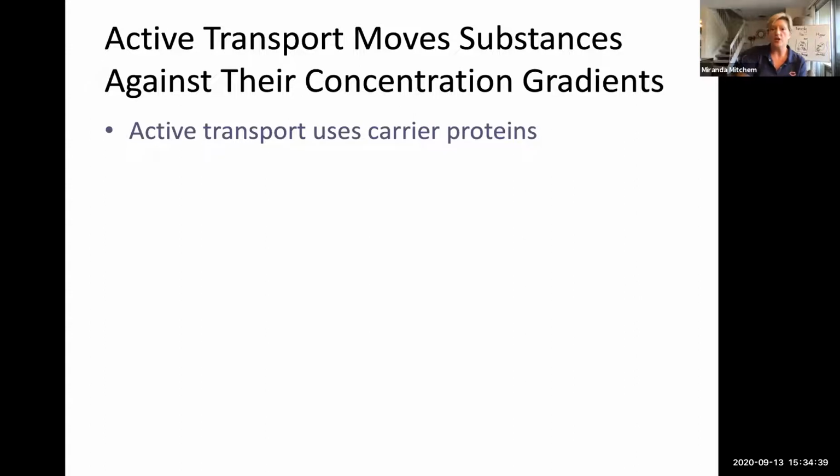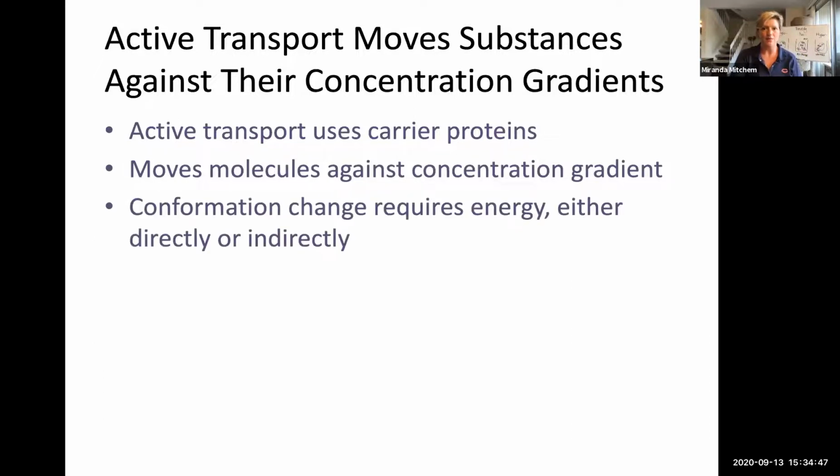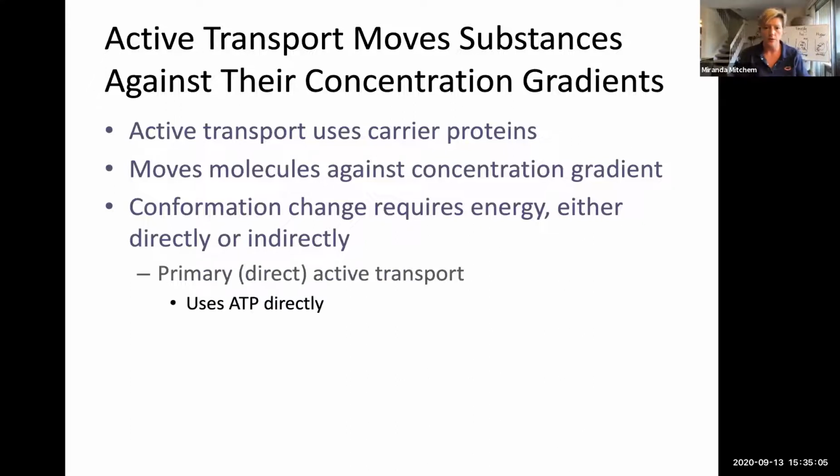So active transport can use a carrier protein as well. And we're talking about going against the gradient since we're using ATP. We see a conformational change here too in the carrier protein, but now we need energy, and it can either be primary or secondary transport, but either way it requires an ATP molecule.